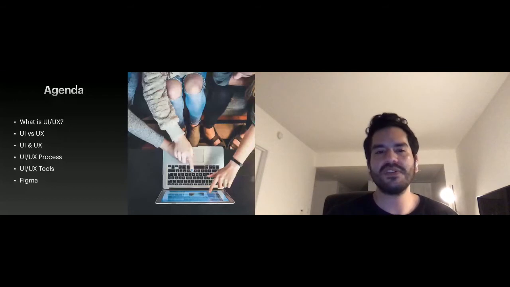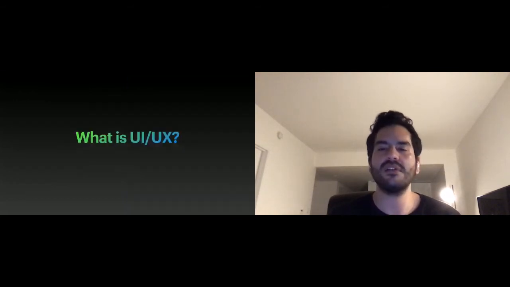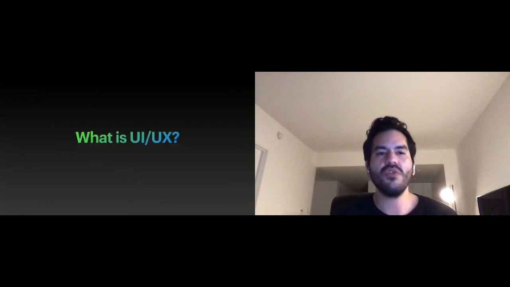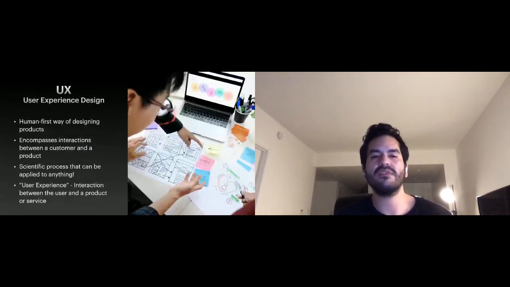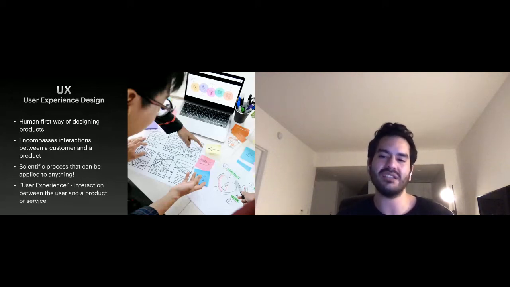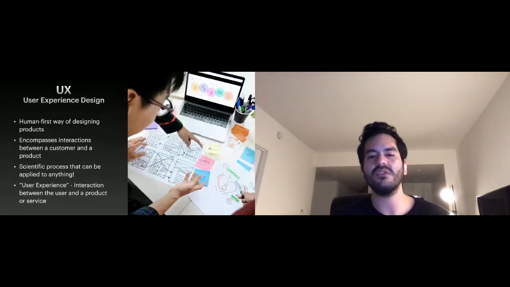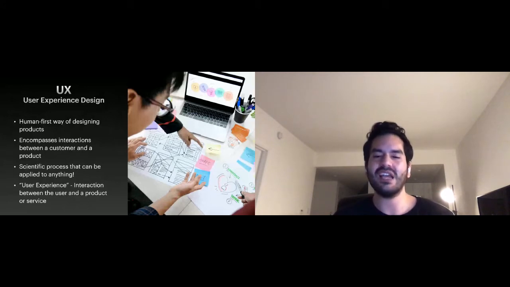So first things first, what is UI and UX? As far as UX, it stands for user experience design. And UX is a human first way of designing products. So pretty much UX design encompasses any and all interactions that a potential or active customer might have with a product. And as a scientific process, you can apply it to really anything. So if you're looking to design any kind of product, even cars, furniture, appliances, or anything like that, you can definitely apply a UX design process to it.